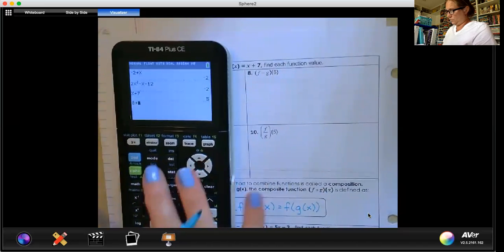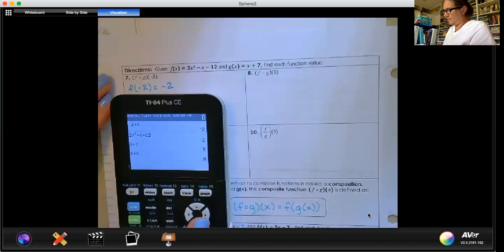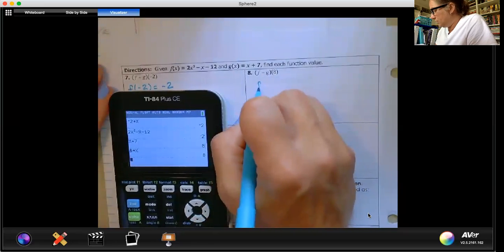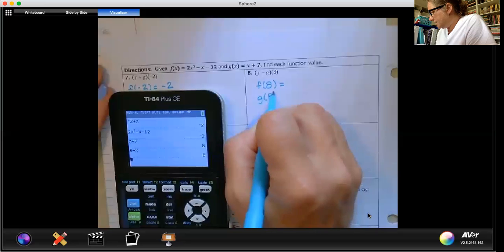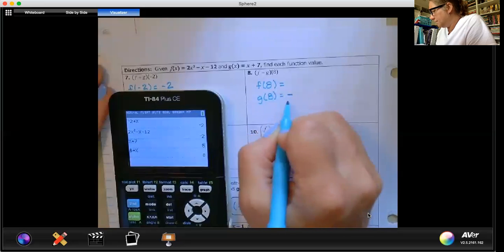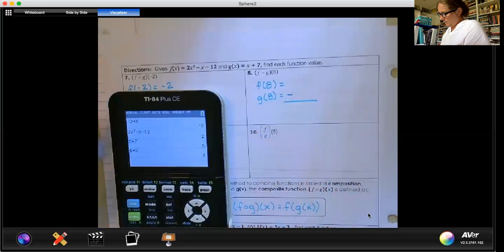We'll go ahead and store 8, and I'm doing f minus g. So I'm going to do f of 8 and g of 8, and I'm going to be subtracting. So 2x squared minus x minus 12 is 108.